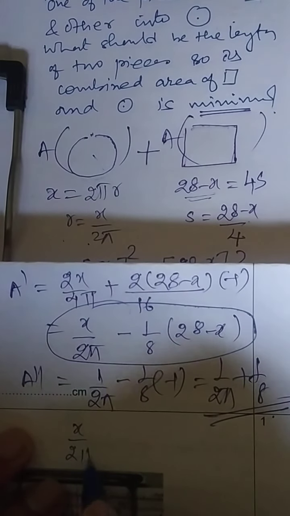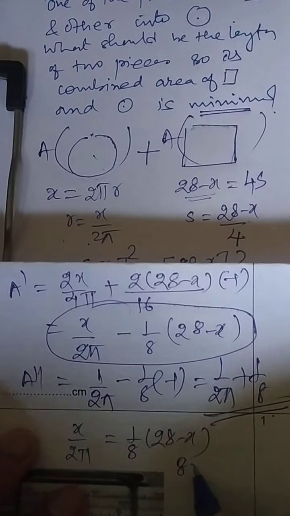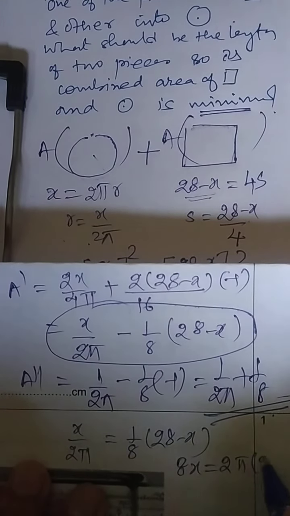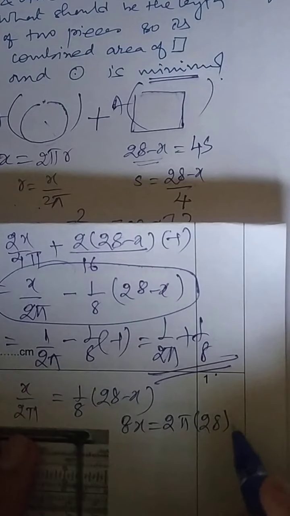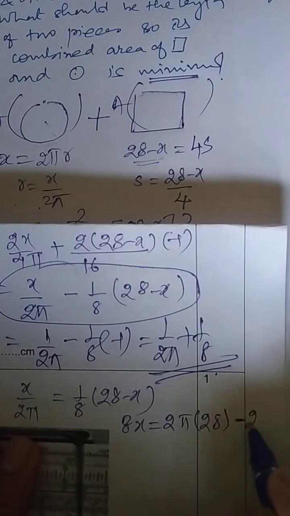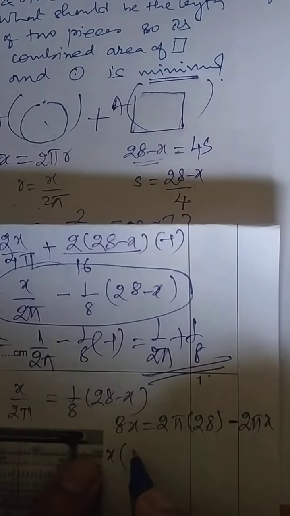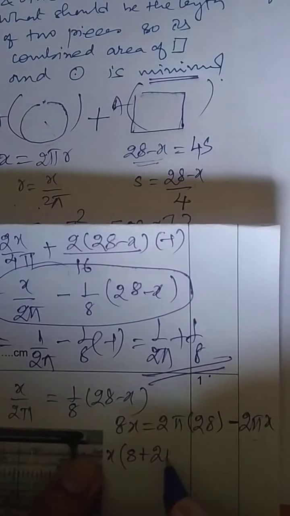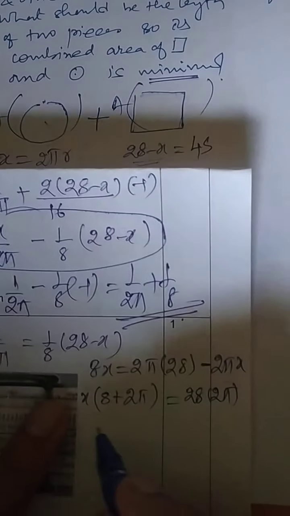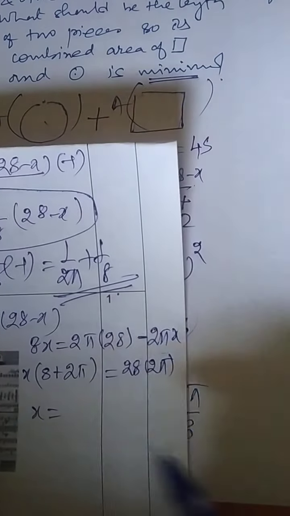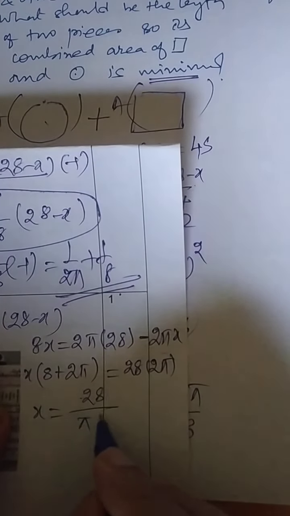So x by 2 pi will be equal to 1 by 8 into (28 minus x). So 8x will be equal to 2 pi into (28 minus x). Cross multiply, and here it is minus 2 pi x. Simplify, you can bring it on this side. It will be 8 plus 2 pi times x equal to 28 times 2 pi on the right side. So the value of x you are getting now, 2 you can cancel out, it will be 28 upon pi plus 4.